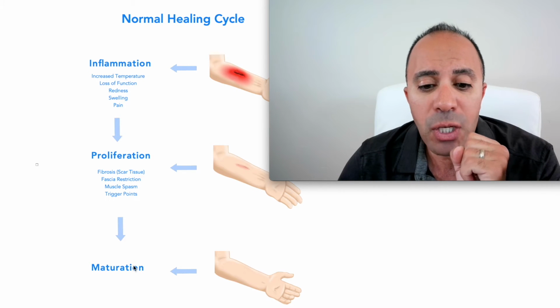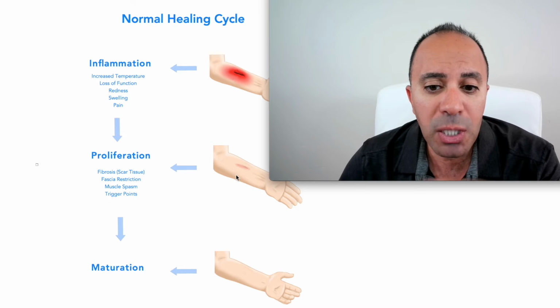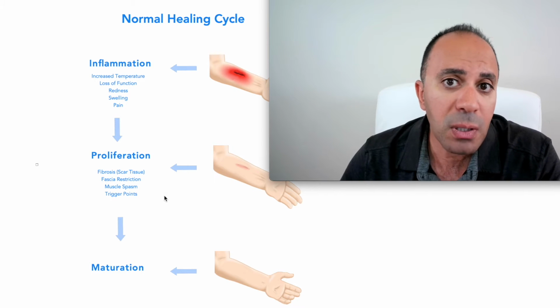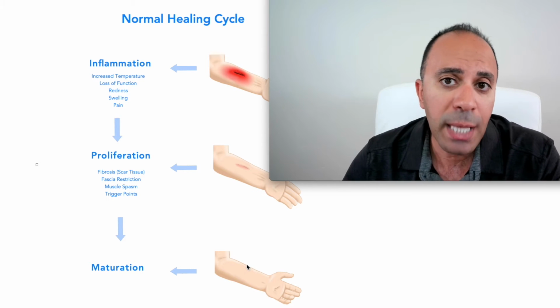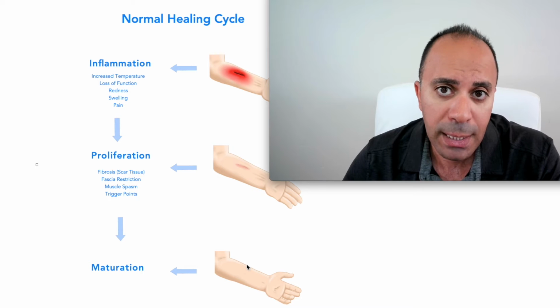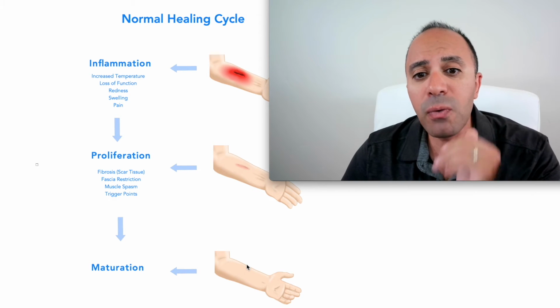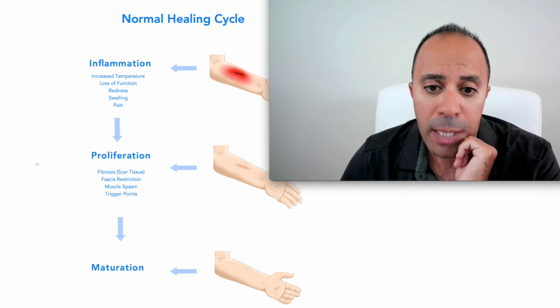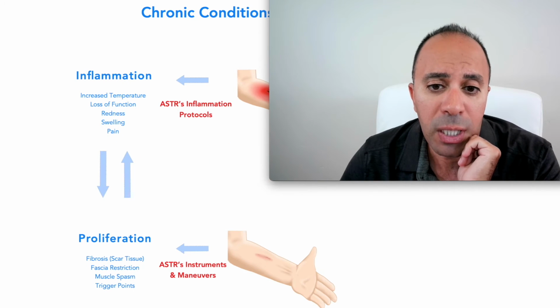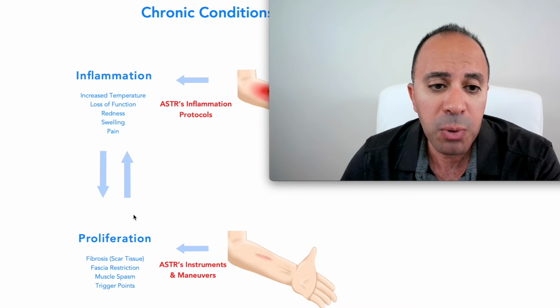In the perfect scenario, during the maturation stage, your body should clear up the fibrosis, the fascia restriction, the muscle spasm, and the inflammation, and everything clears out. That could take days, weeks, months, or years. As we get older, the speed of the normal healing process decreases significantly. So when you have a chronic condition, your body is probably going back and forth between inflammation and proliferation.